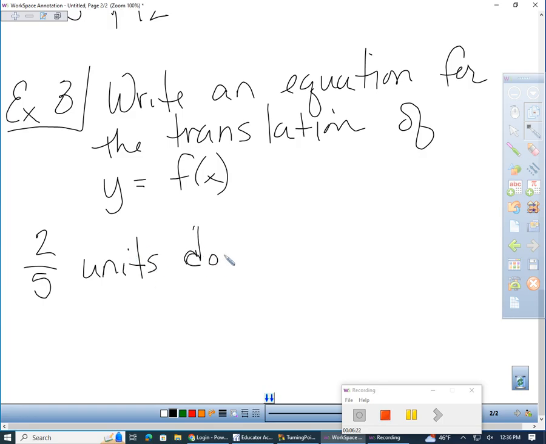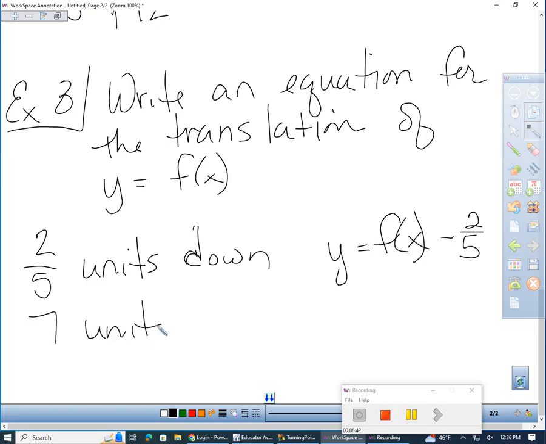So we are going to write an equation. Now, that means we are simply starting with what we have, which is y equals f of x. And if we're going 2/5 units down, what are we going to put at the end? Minus 2/5. That's exactly right. If we are going 7 units up, we're going to say y equals f of x, and then if we're going 7 up, I'm going to put plus 7. Exactly.